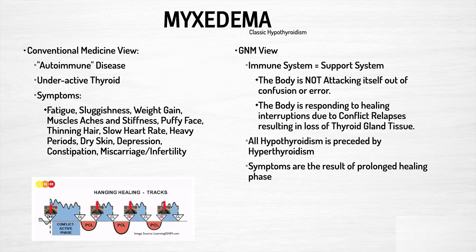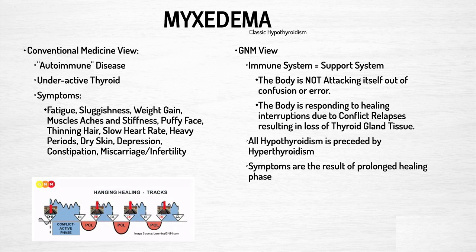So let's look at a few conditions of the thyroid that people may be aware of. So myxedema is like this classic presentation of hypothyroidism. And when you look up from the conventional medicine point of view, what is it? Why does it happen? It's just underactive thyroid. Hypothyroidism, they look at it as an autoimmune disease. And then you have all of these symptoms: fatigue, sluggishness, weight gain, muscle aches, stiffness, puffy face, thinning hair, slow heart rate, heavy periods, dry skin, depression, constipation, miscarriage, infertility.